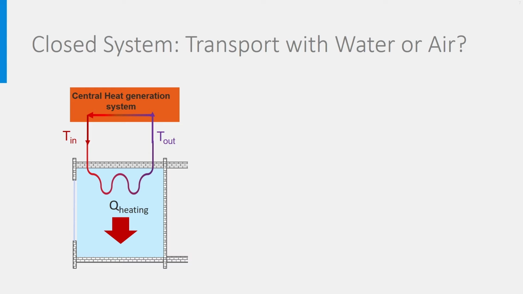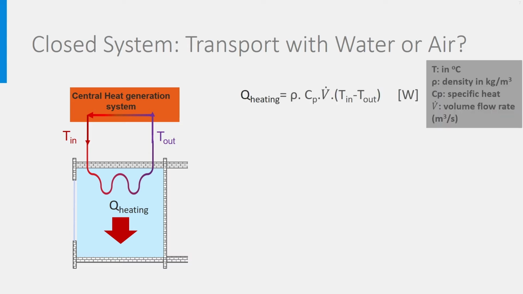The quantity of heat needed by the room is Q heating, so that is the quantity of heat that the fluid must gain in the heat generation system. This heat can be expressed very simply by this equation, saying that Q heating is the density times the specific heat of the fluid times its volume flow rate times the temperature difference T in minus T out.